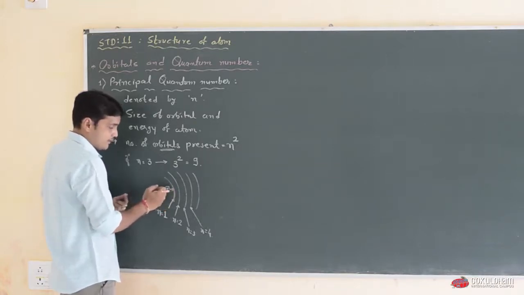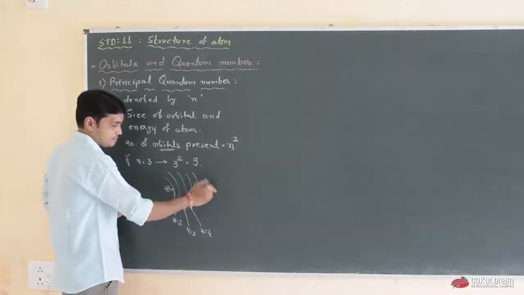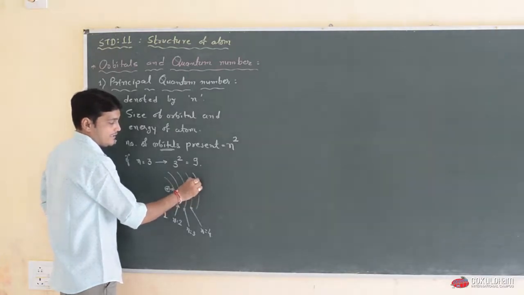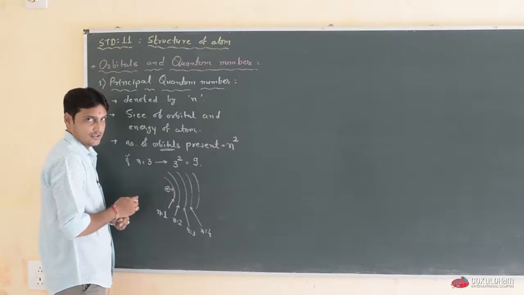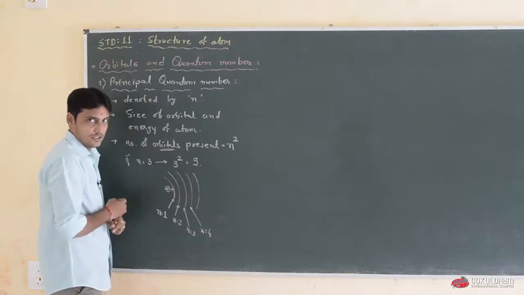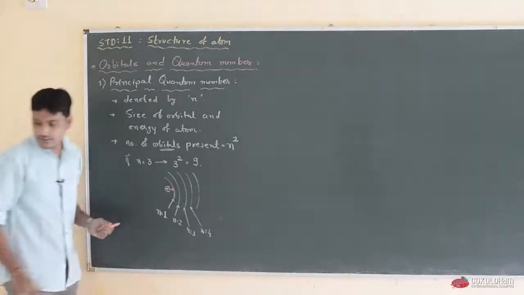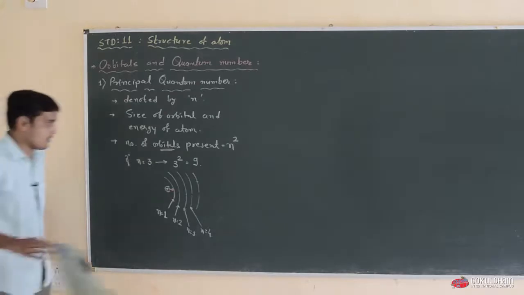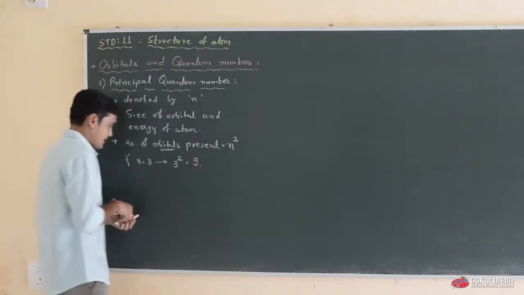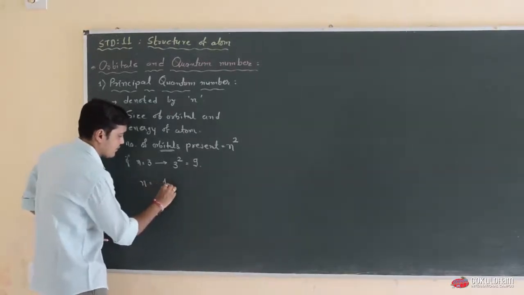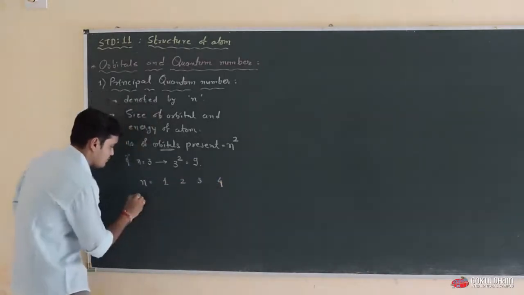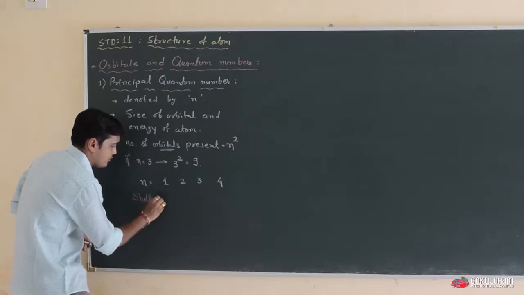When we go far from the nucleus, the attraction force of the nucleus on the last electron is very low, so we cannot find an electron easily far from the nucleus. So this is a normal explanation of orbits. n equal to 1, 2, 3, 4 gives us the value of the shell or orbit.